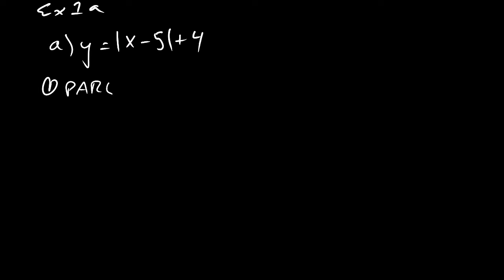We're going to find a parent graph. A parent graph is what happens when you take away all the numbers. So if I take away my negative 5 and my positive 4, what am I left with? I'm left with y is equal to absolute value of x. Now they're not actually gone, they're still here, but that was just for a parent graph. So parent graph done. We have found our parent graph.